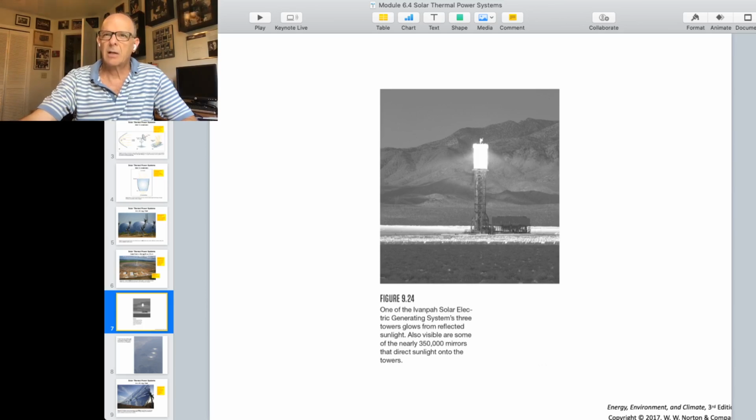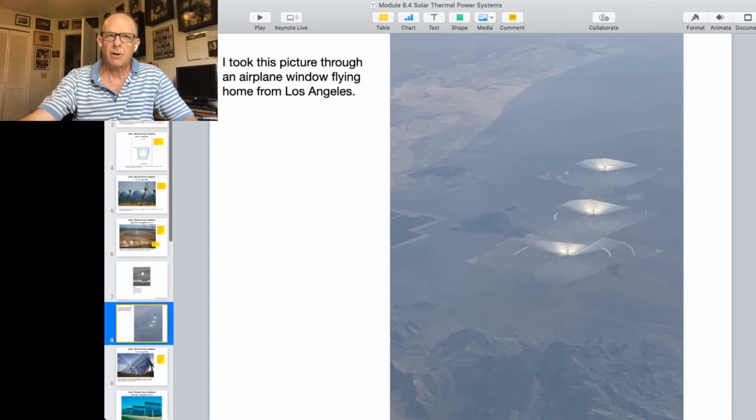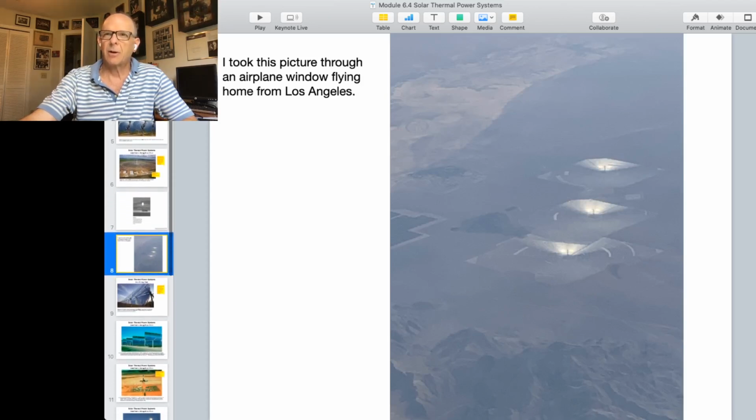And it's possible, since this mentions three towers, that I actually saw that, because this is a picture that I took in Southern California when I was flying home from Los Angeles on a flight. Looked outside, and here you see three arrays of mirrors that are concentrating sunlight on towers. You can see those little towers as little vertical dark marks in the centers of those things.